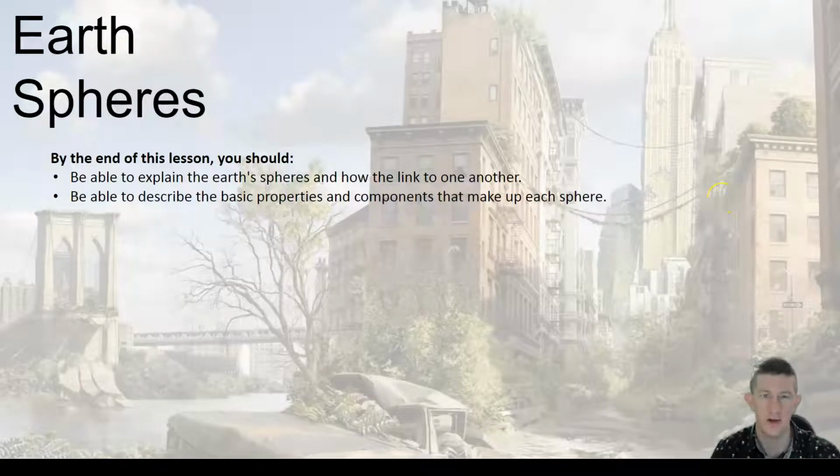Welcome to this episode of Earth Spheres for the dystopian future housing topic. By the end of this lesson, you should be able to explain the Earth spheres and how they link to one another, and you should be able to describe the basic properties and components that make up each of the spheres covered in this lesson.